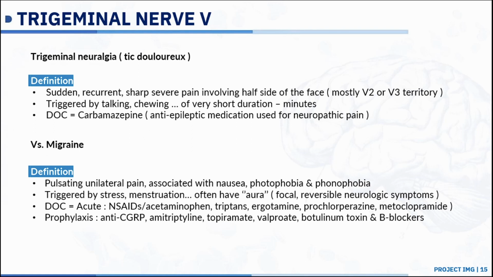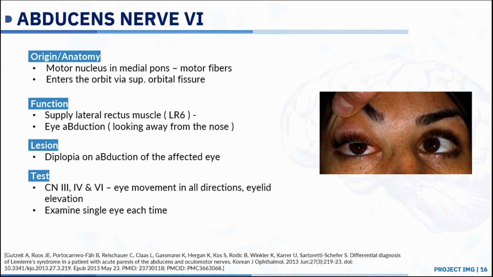Drugs of choice, acute: NSAIDs, acetaminophen, triptans, ergotamine, prochlorperazine, metoclopramide. Prophylaxis: anti-CGRP, amitriptyline, topiramate, valproate, botulinum toxin, and beta blockers.